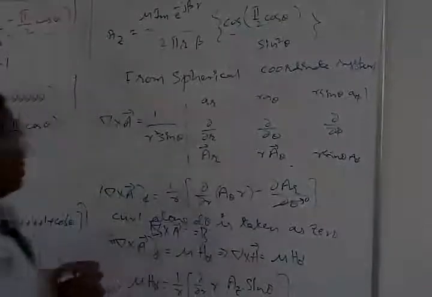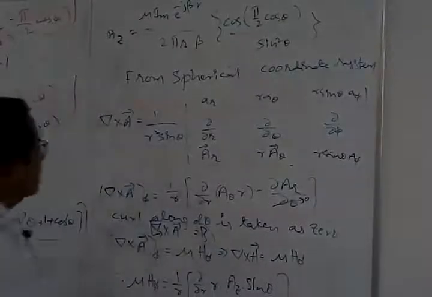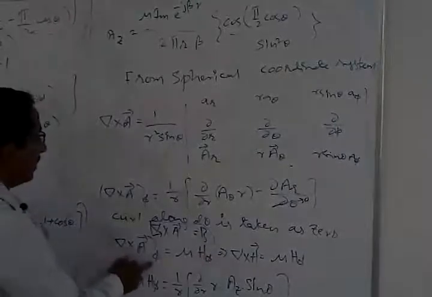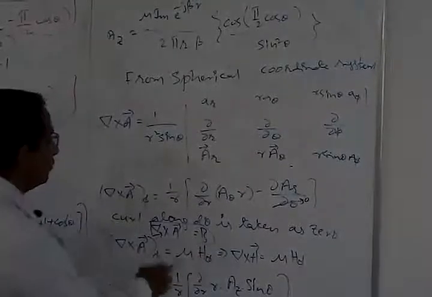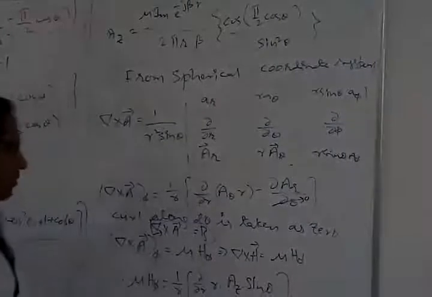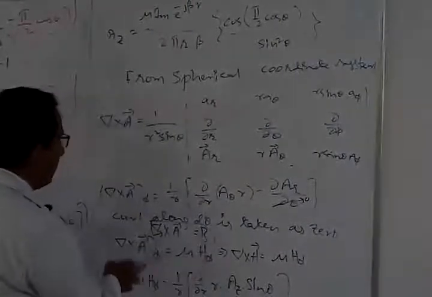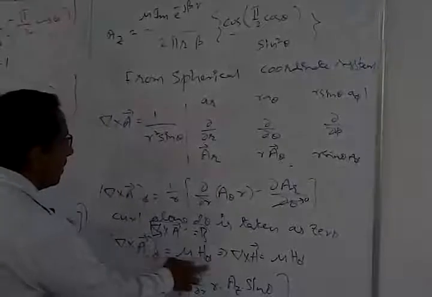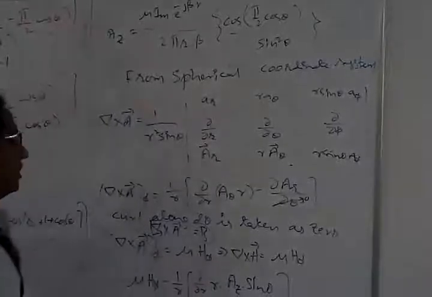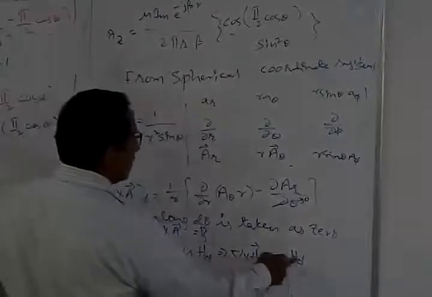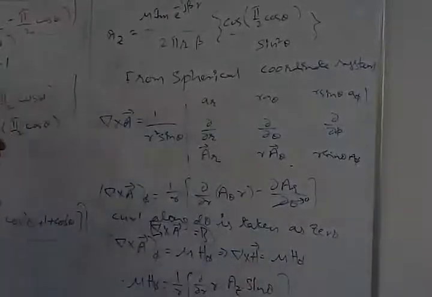B is equal to del cross A. What is B? B is equal to mu H. So therefore I can write del cross A along the phi direction is equal to mu into H phi, as B is equal to mu H. So if I am taking along phi direction, I am writing H as H phi component. So therefore I can write this as del cross H is nothing but equal to mu H phi component.